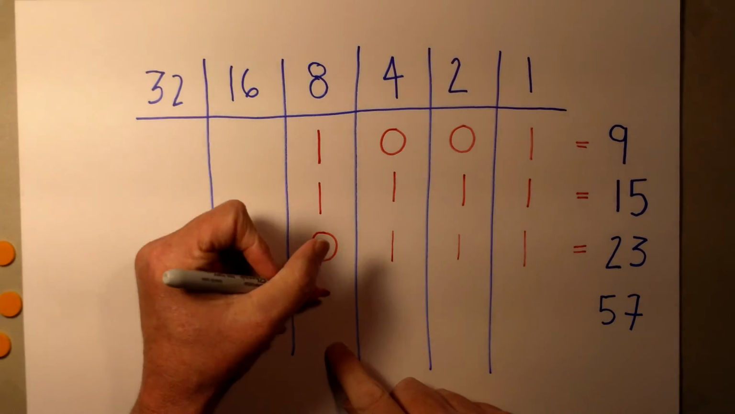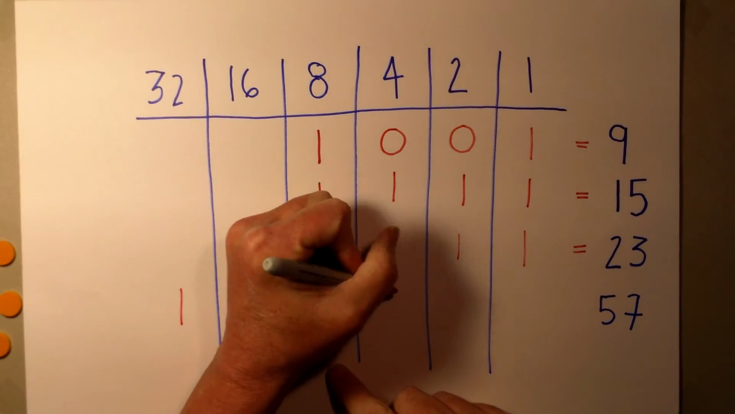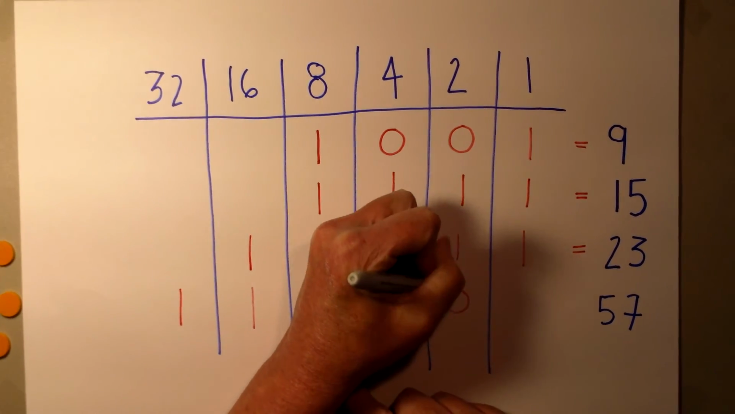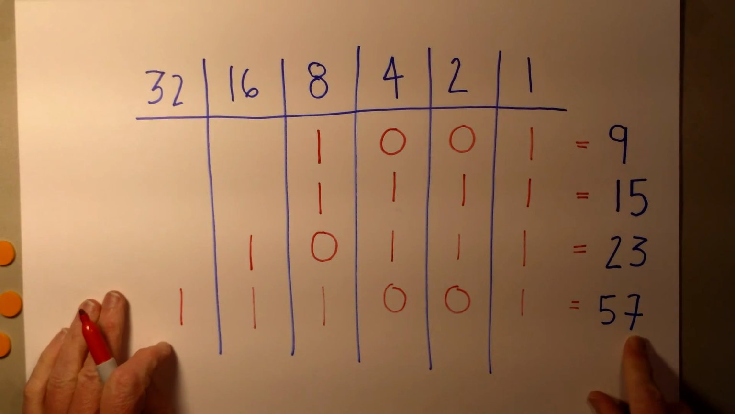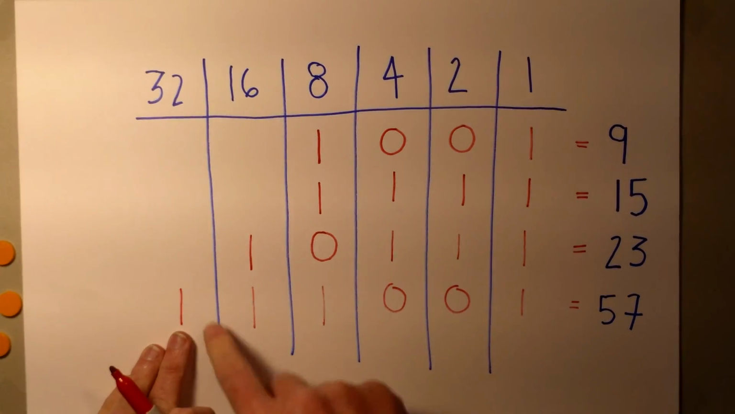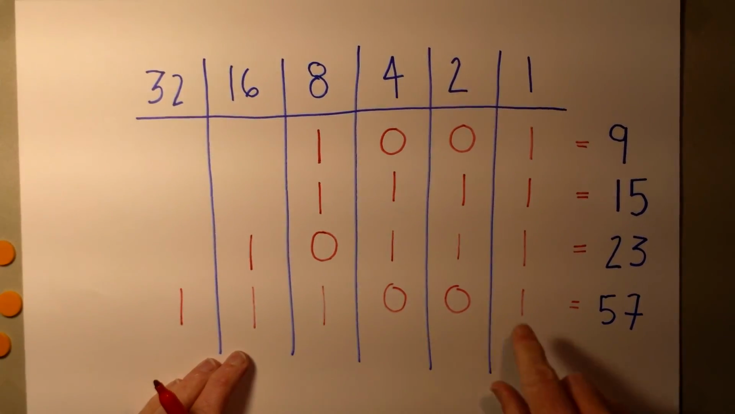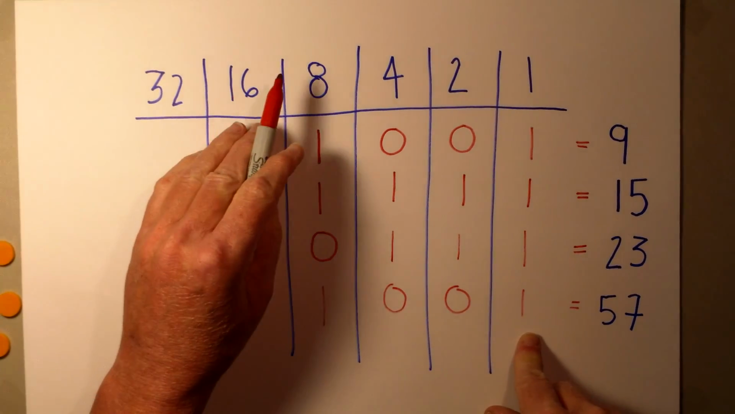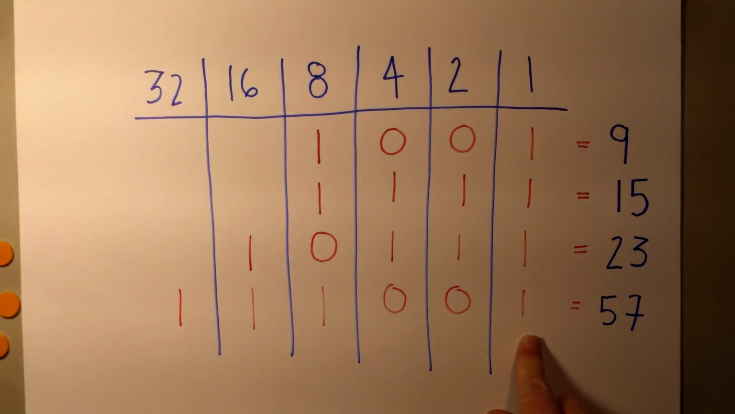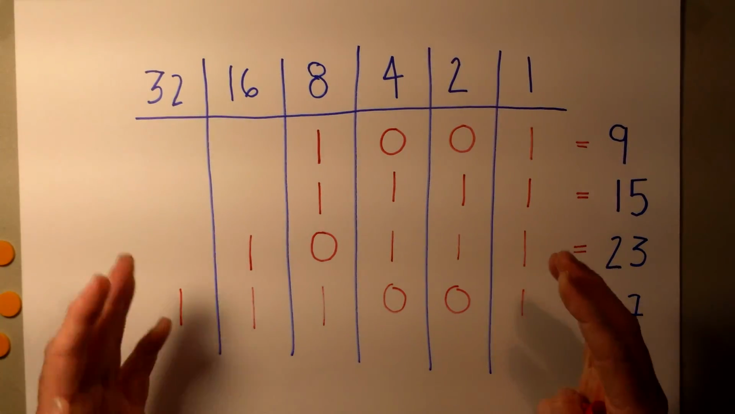And you already know what 9 is. That is 1 8, 0 4s, 0 2s, and 1 1. So 57 in binary would be 1 32, 1 16, 1 8, and 1 1. So that's 32 and 16 is 48, and 8 is 56, and 1 is 57. So there you have it.